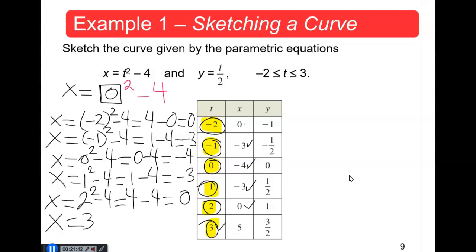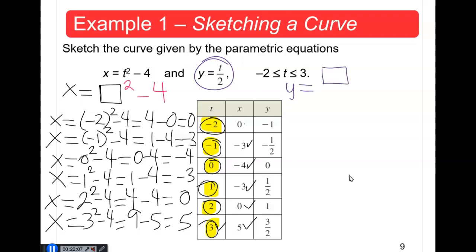So 3 squared minus 4, that will be 9 minus 4, and that is equal to 5. So that's how we substitute to find the values for x. Now on the right side, let's go ahead and find the values for y. So we have our equation here. We're just going to be dividing by 2. So we're going to substitute the value for t right here inside the box and just divide by 2.